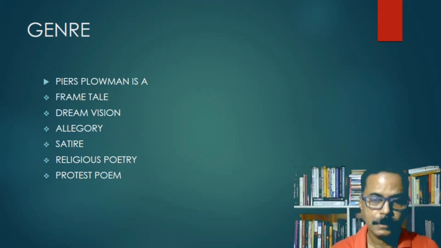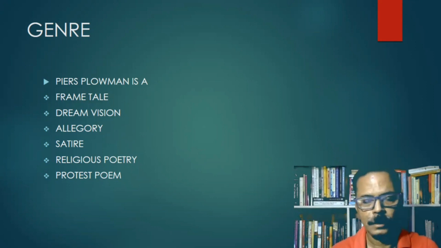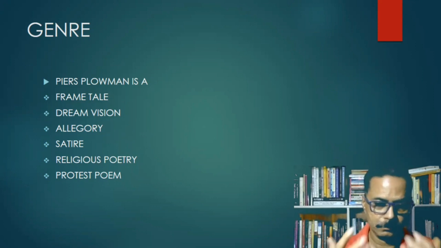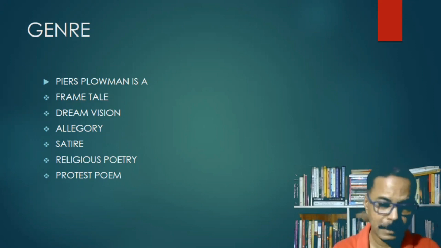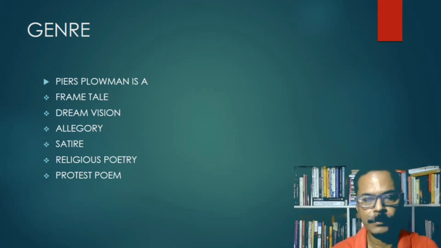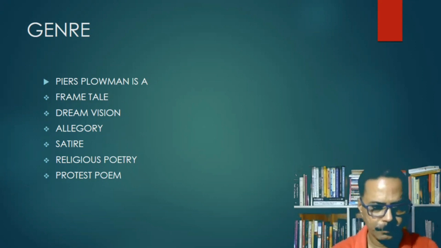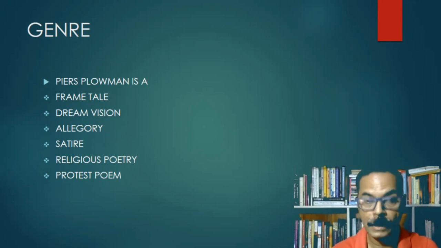Now, in this way, Piers the Plowman, Langland's poem, is a moral allegory. It tells a literal story, no doubt, which also can be a good narrative. It's a tale that can entertain us or that can teach us, but at the same time, there is another level at which it can be interpreted. So it's a frame tale, it's a dream vision, it's an allegory.